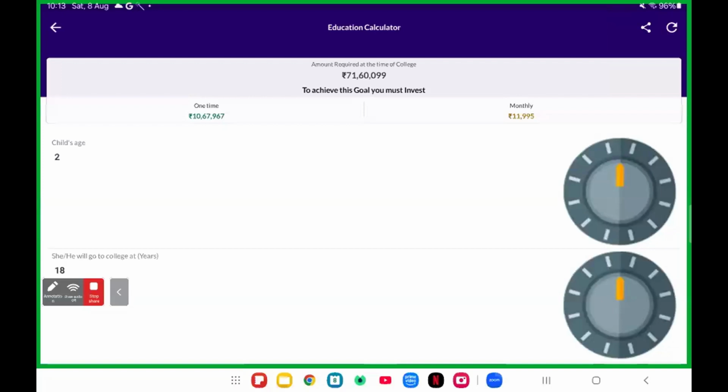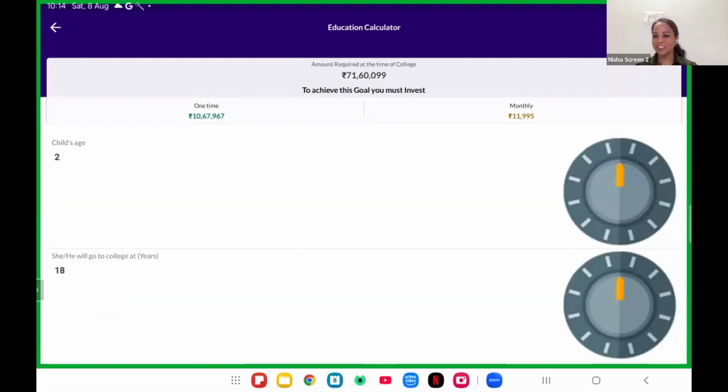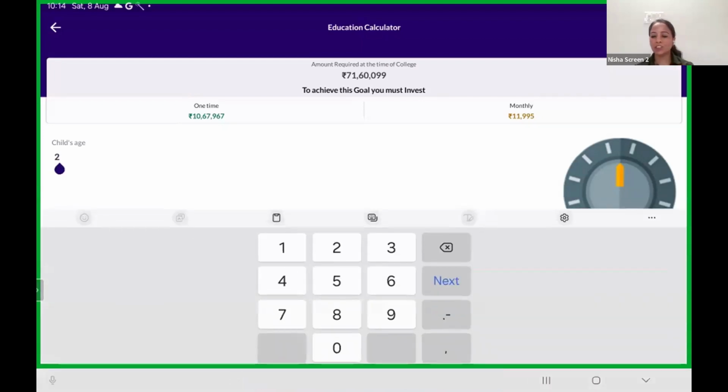which is the education calculator. The next calculator is the education calculator. This calculator is designed for a very specific financial goal, which is planning for future education expenses. Right? So let's understand this with a simple example. Let's assume that the child is 17 years. Now, on the right hand side, can you see the circular dial? You can change the values against each by using this dial, or you can directly edit it here.